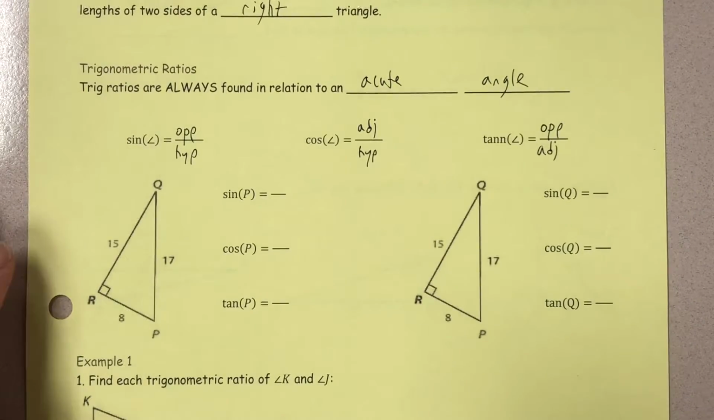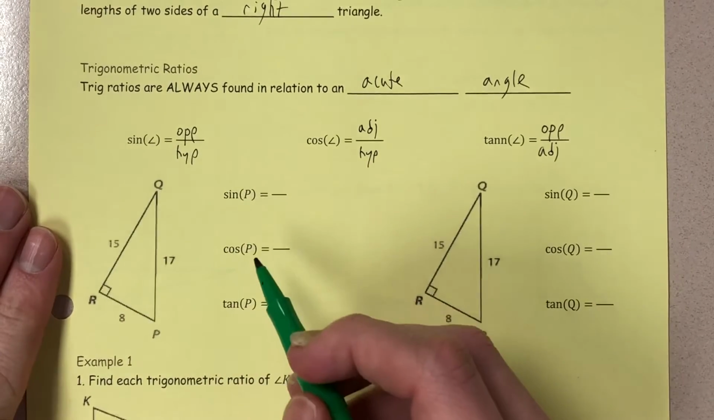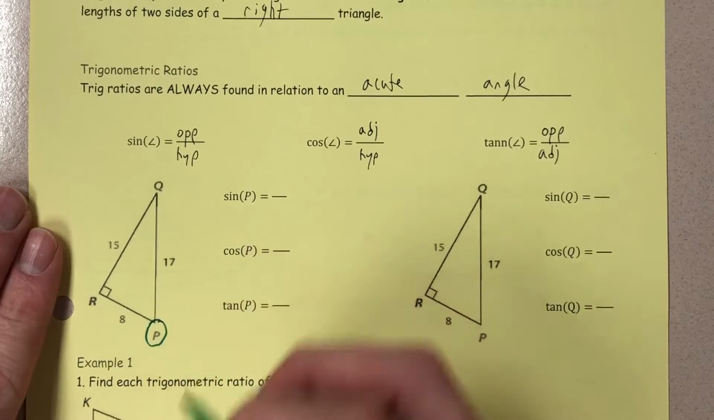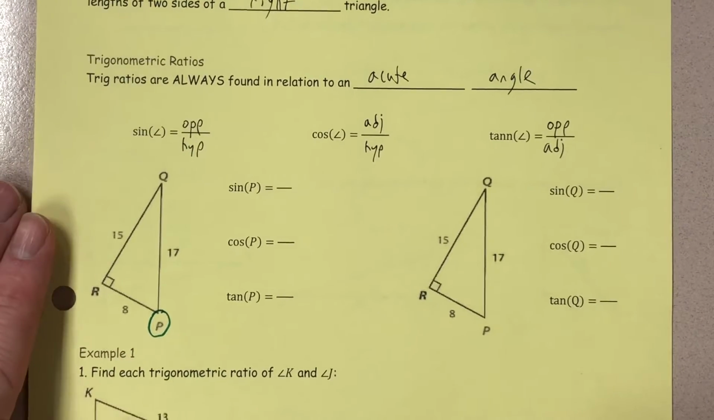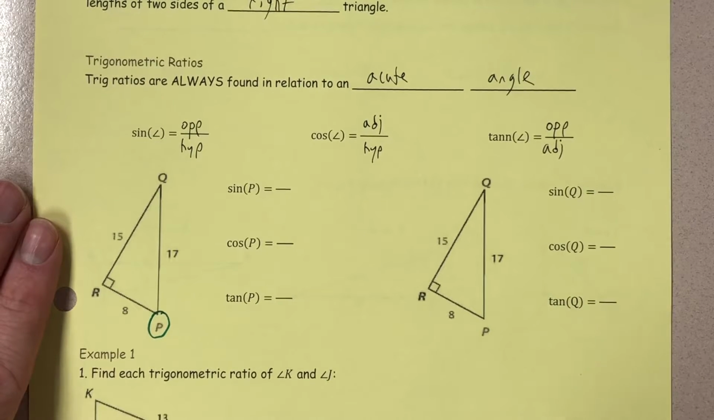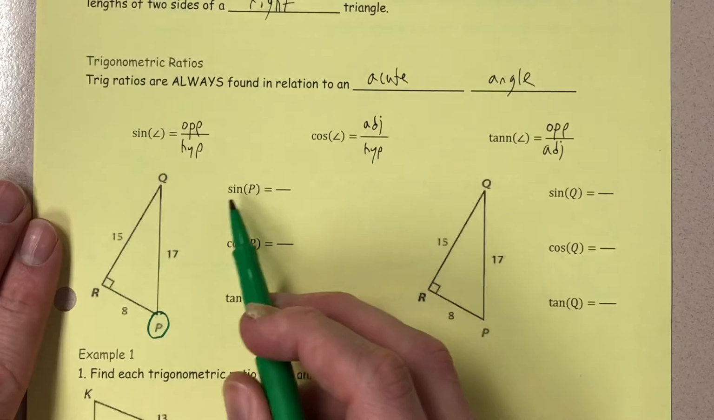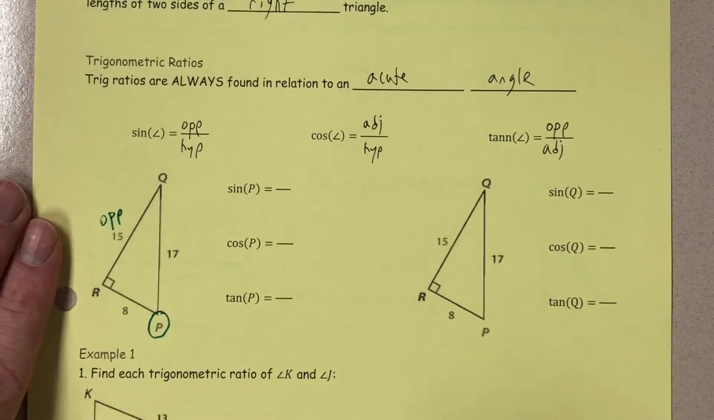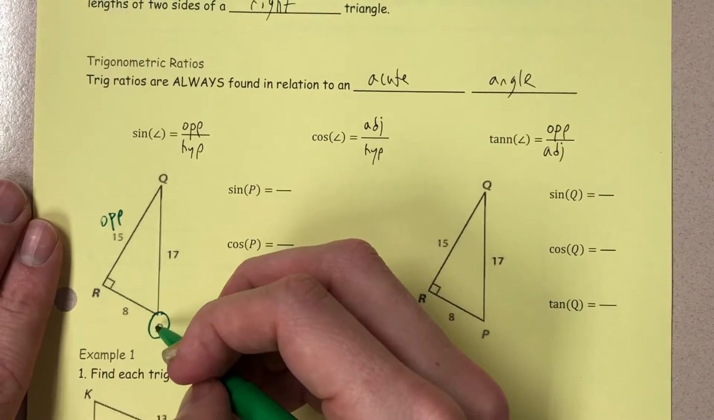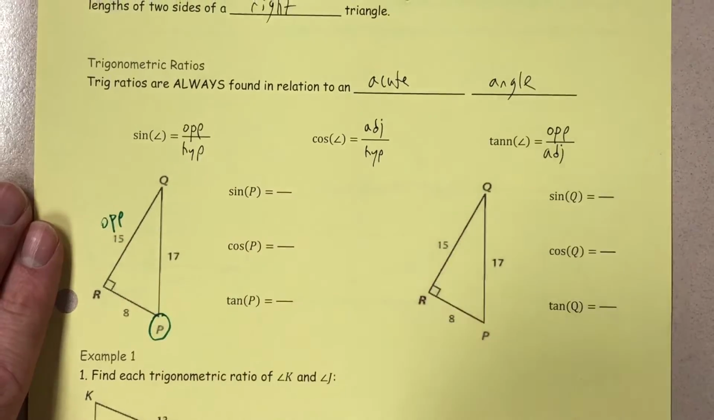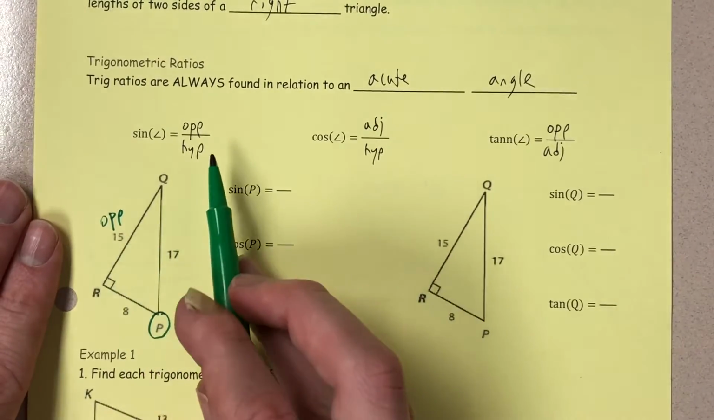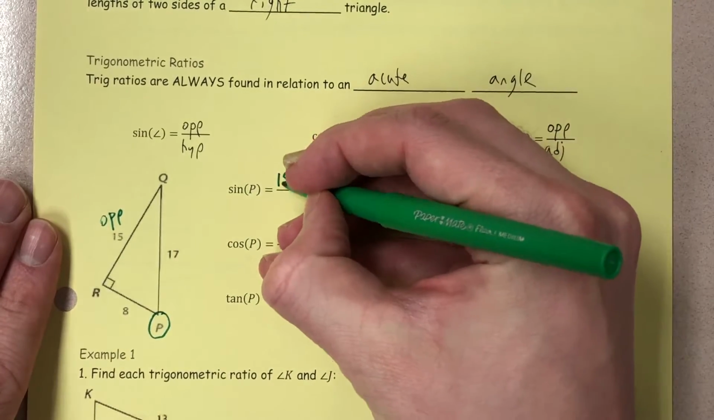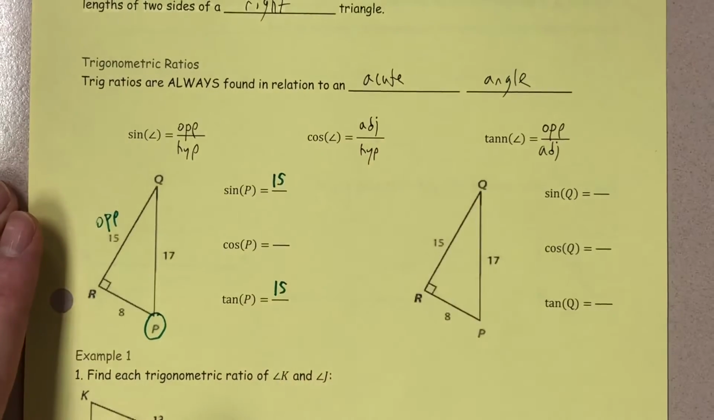So for our first one here, this one is asking for sine of P, cosine of P, and tangent of P. So these sides will be in respect to angle P, not necessarily in respect to other angles. For angle P, our opposite, which we need for sine and tangent, is 15. This is the side that does not touch P. So we're going to fill in 15 in the top of sine and the top of tangent, because those are the two places we have opposite.